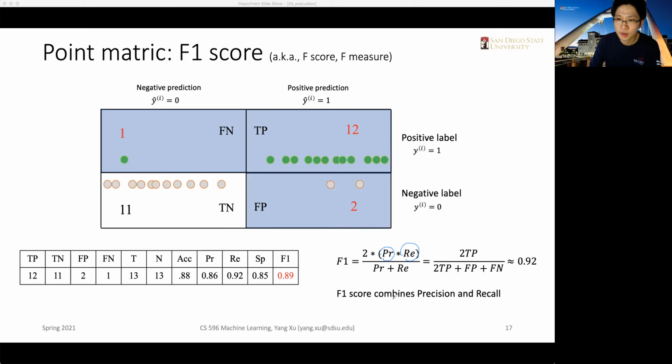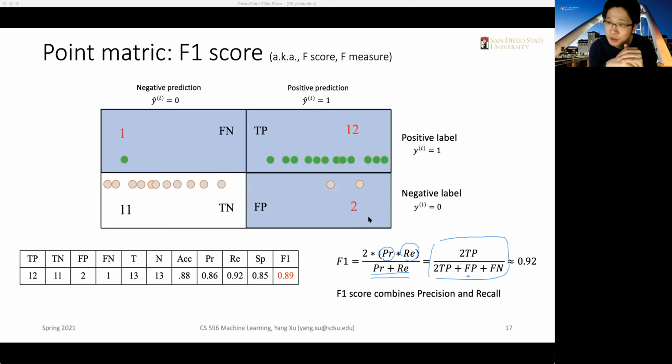Divided by the summation of precision and recall. Okay, and it's basically this quantity.